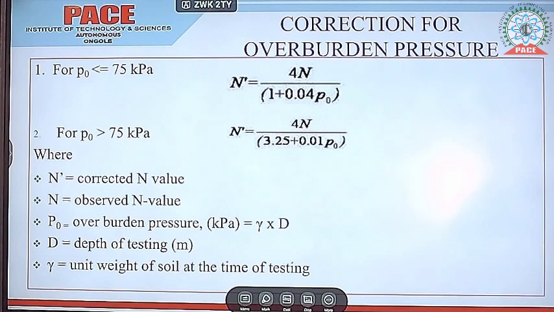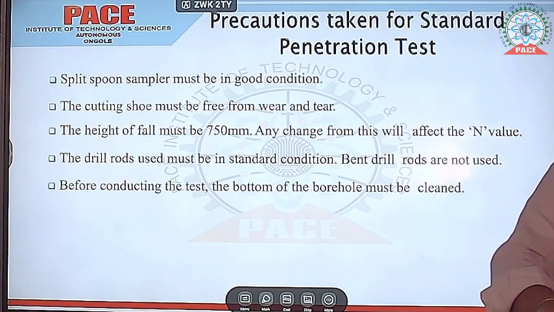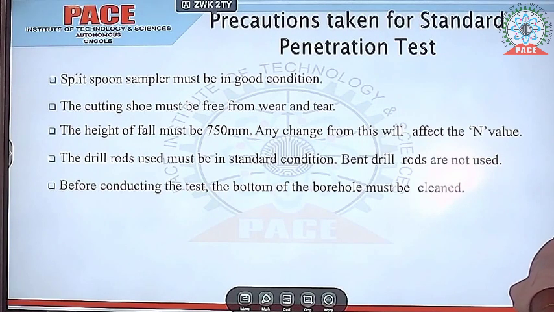So, the main precautions to be taken during the standard penetration test are: the split sampler must be in good condition, the cutting shoe must be free from wear and tear, the height of the fall must be 750 mm. Any change from this will affect the N value. The drill rods used must be in standard condition. Bent drill rods are not used. And before conducting the test, the bottom of the borehole must be cleaned. So, these are the main precautions to be taken.